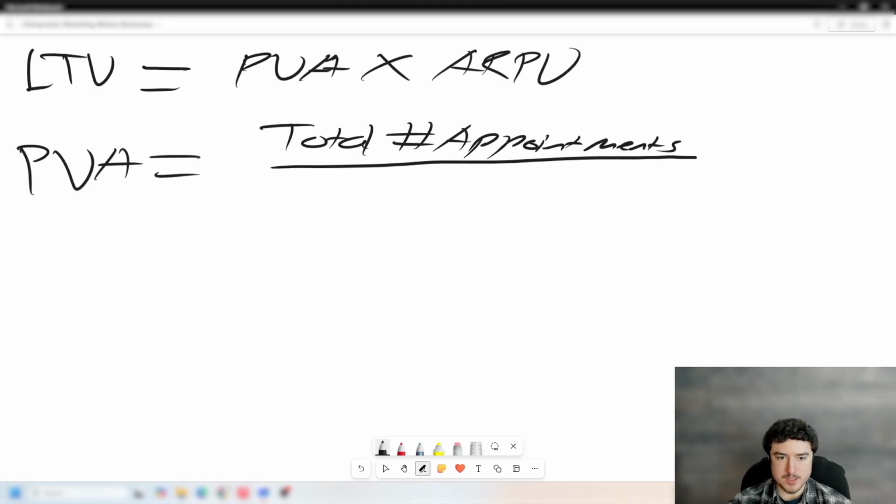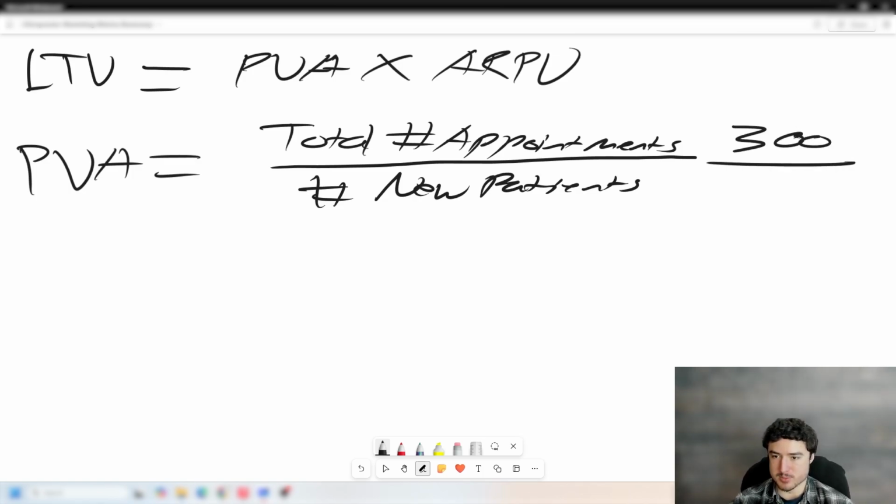So PVA is the total number of appointments divided by the number of new patients, and this is over the same period. For example, let's say that we have 300 appointments per month, and we again have 30 new patients on average per month. So this means our PVA is 10. The average patient comes in 10 times in total over the course of the relationship with the practice.